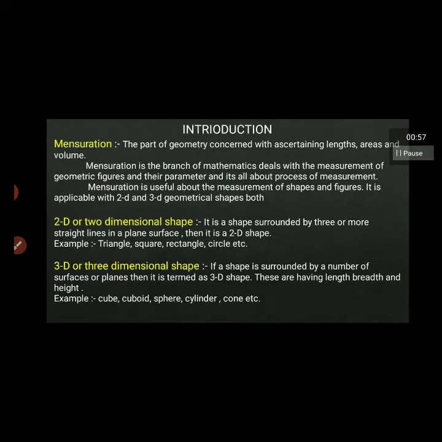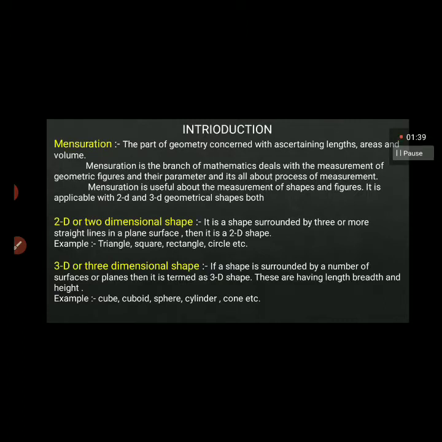Mensuration is the part of geometry that is concerned with ascertaining length, area and volume. I said that it is based on the perimeter, area and volume. Perimeter, you already know what it is, and we'll discuss it in the next slide. Mensuration is a branch of mathematics dealing with the measurement of geometric figures and their parameters. It is all about the process of measurement. Mensuration is just to find out the measurement of a particular geometrical figure, and it should be a closed figure. Mensuration is useful for the measurement of shapes and figures. It is applicable to both 2D and 3D geometric shapes.